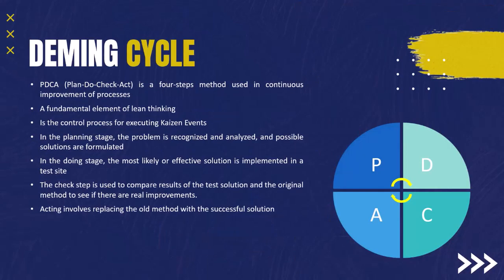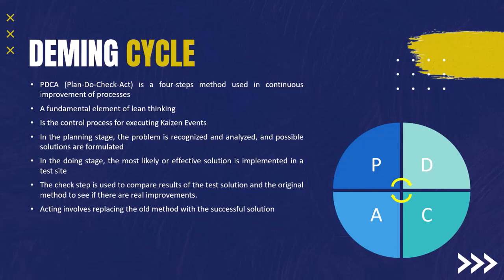First tool is Deming cycle, and it is also called PDCA cycle. And this cycle is used intensively in project management, and it consists of 4 steps, which are plan, do, check, and act. And this is why it is called the PDCA cycle, and it is a method used to ensure continuous improvement. In the planning stage, the problem is identified and analyzed, and we start finding out possible solutions for this problem. In the doing stage, we start implementing the most effective solution that we come up with during the planning stage on a test sample.